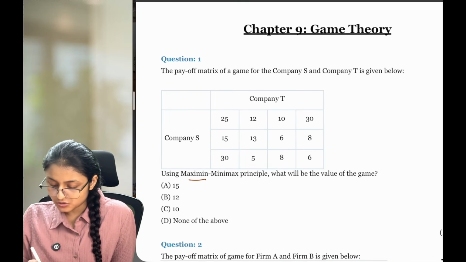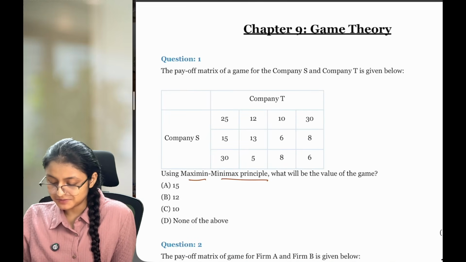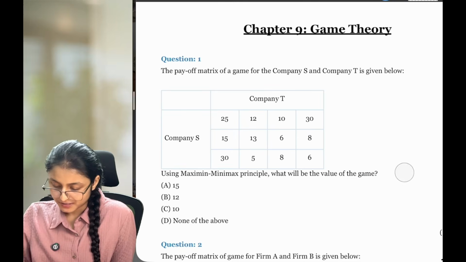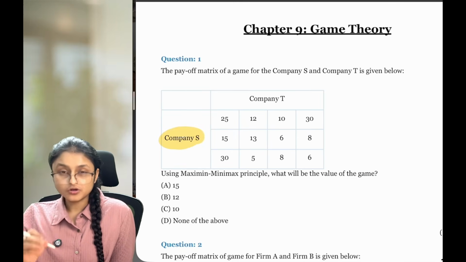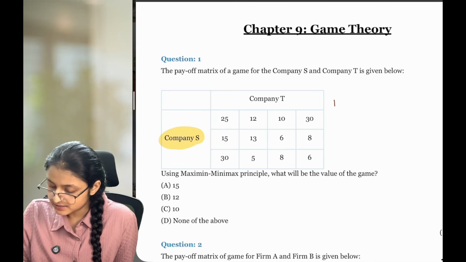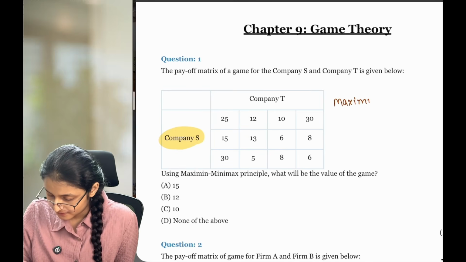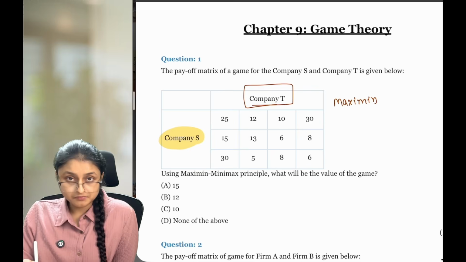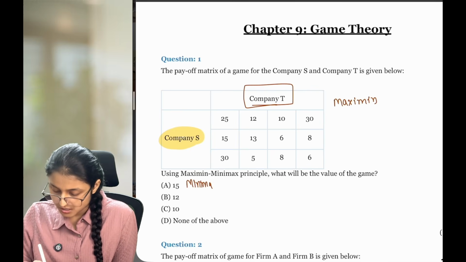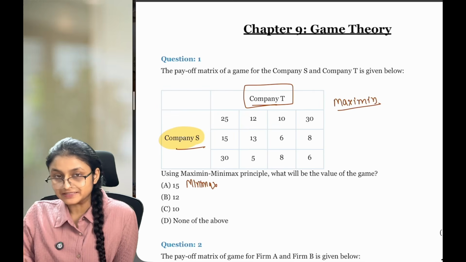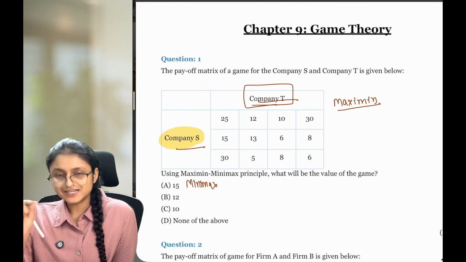For game theory, you need to calculate with the help of maximin minimax principle, what is the value of game. So whatever is the player given in your row is the maximizing player and he calculates maximin. The player which is given in the column is your minimizing player and will calculate minimax. Okay? So maximizing player calculates maximin, minimizing player calculates minimax.